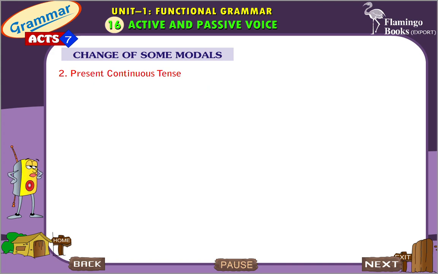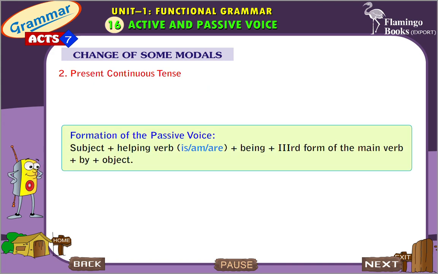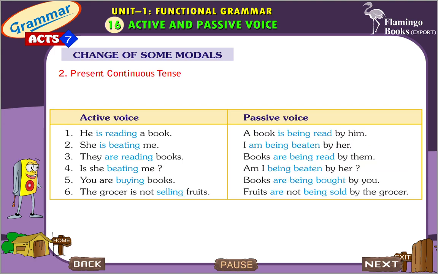Present continuous tense. Formation of passive voice. Subject plus helping verb is, am, are plus being plus third form of the main verb plus by plus object. Active voice. Passive voice. He is reading a book. A book is being read by him. She is beating me. I am being beaten by her. They are reading books. Books are being read by them.